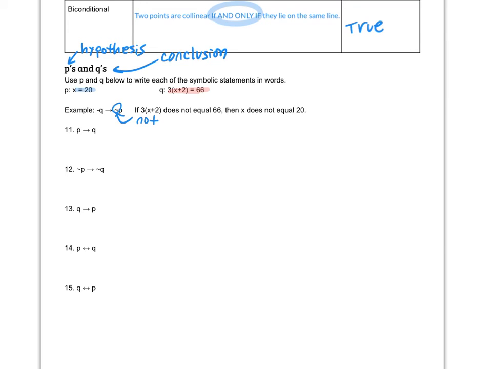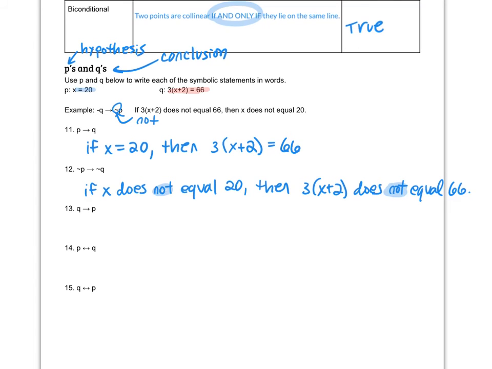Let's do an example of our own here. It says if P is true, then Q is true. So let me write, if P, so if x equals 20, then Q. And Q is 3 times x plus 2 equals 66. So that's if P, then Q. Let's try a different one. This says if not P, then not Q. So here we're taking P and Q and we're adding this very important word not, and that not comes because of that squiggle right there. If x does not equal 20, then 3 times x plus 2 does not equal 66.